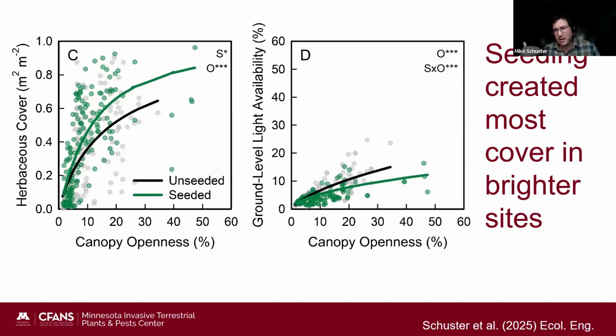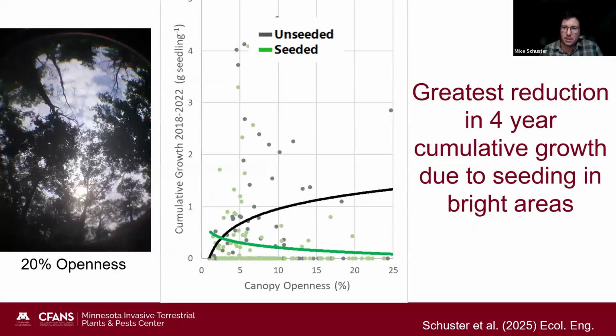And of course, this had impact on the amount of light available to baby buckthorn as well, in kind of the opposite way, right? That more herbaceous cover meant less light getting to the baby buckthorn. So ground level light availability on the right here, same scheme and everything. You see the green line is below the black line, especially in high-light areas. So seeding is more effective in those brighter areas because it soaks up more and more of the light. And of course, this has impacts on those baby buckthorn as well.